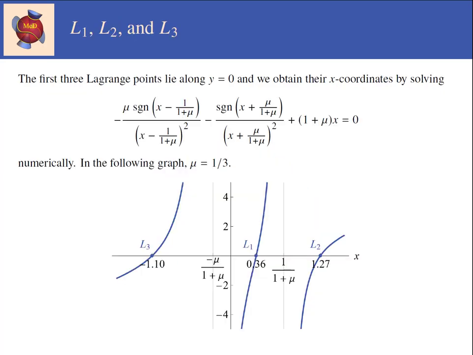Now, to find the Lagrange points mathematically, we're going to set all the derivative terms in the two differential equations equal to 0. To find L1, L2, and L3 in particular, we're going to set y to 0 because they live on the x-axis. This gives a single complicated equation in x that we have to solve numerically using Newton's method or some other suitable method. The graph shows what the function on the left-hand side of the equation looks like for mu equals 1/3, and you can see the 3 intersection points that correspond to L1, L2, and L3.